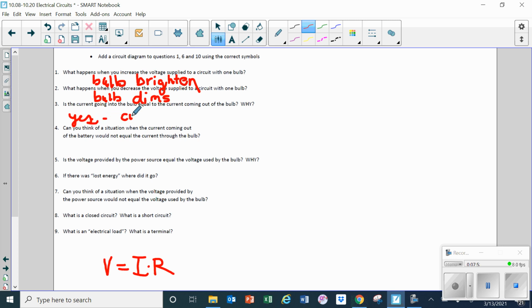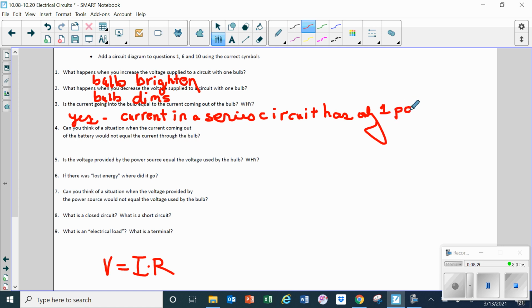Current in a series circuit has one path. Therefore, it's equal. Only one path. So the current in the series circuit is always the same, going in and out. Okay? Now, then it asks you a question here. It says, can you think of a situation where the current going out of the battery would not equal the current going through the bulb?